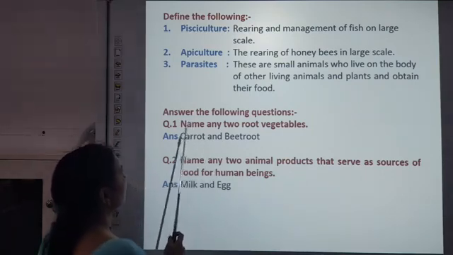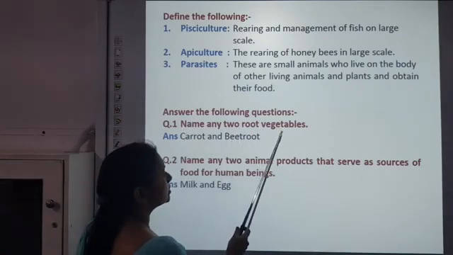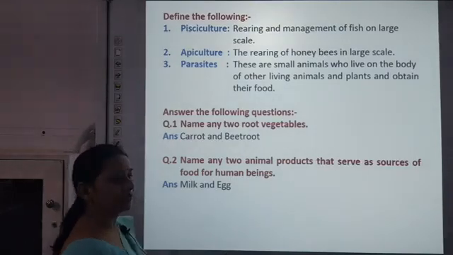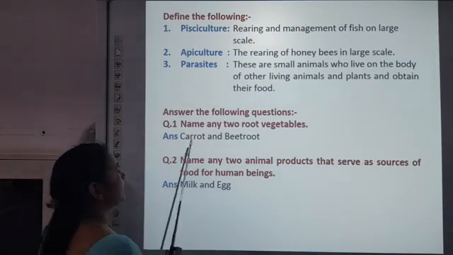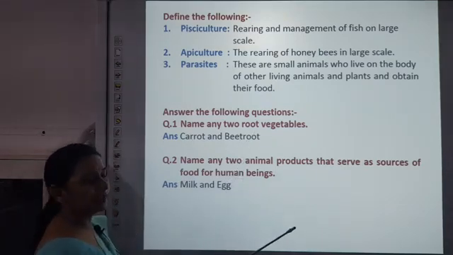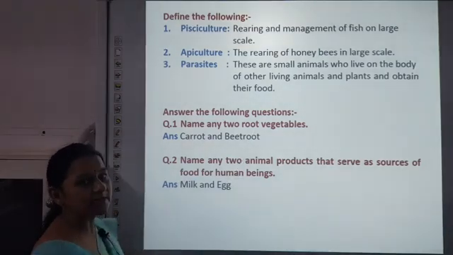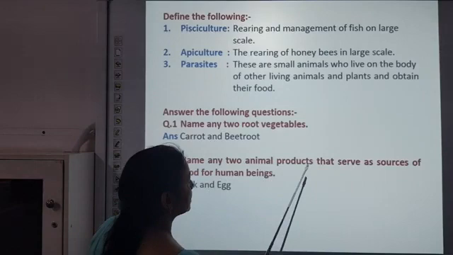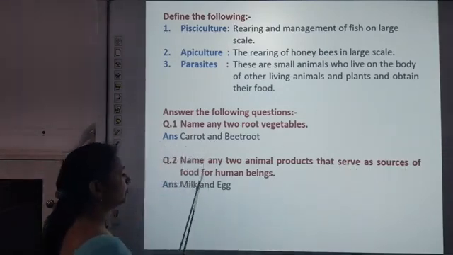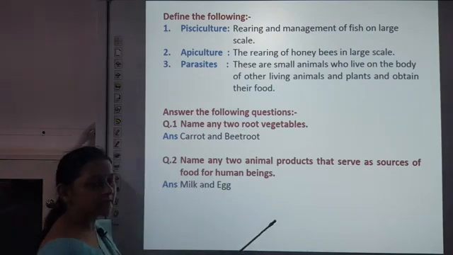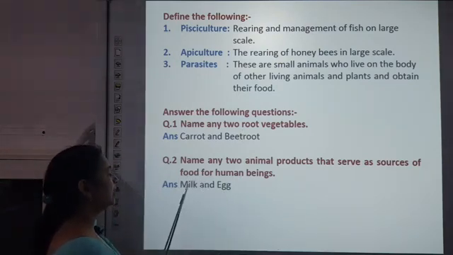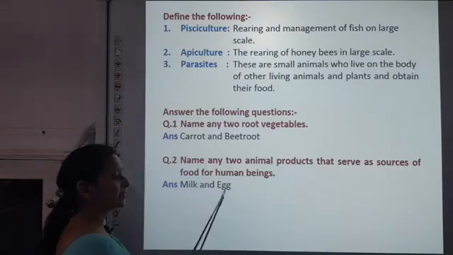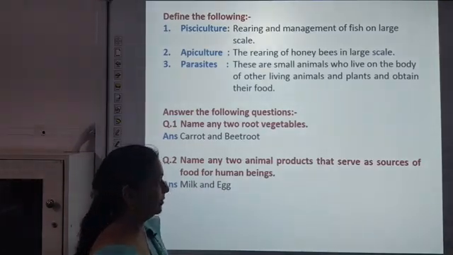Now, the two questions here are, one, name any two root vegetables. Root vegetables means we have them as roots that are served as food. Carrot, radish, beetroot, these are examples of roots that we have as food. Name any two animal products that serve as sources of food for human beings. Two animal products that we use as food are milk that we get from animals like cow and goat, and eggs that we get from duck and hen.